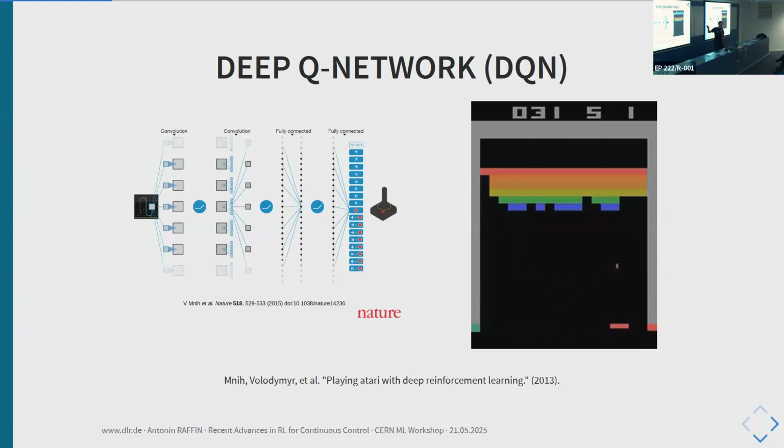And all the components that were used in this algorithm are actually still in use in most RL algorithms. So it was also very interesting to see putting all the components together and making it work at a bigger scale. And it started a lot of interest in reinforcement learning.